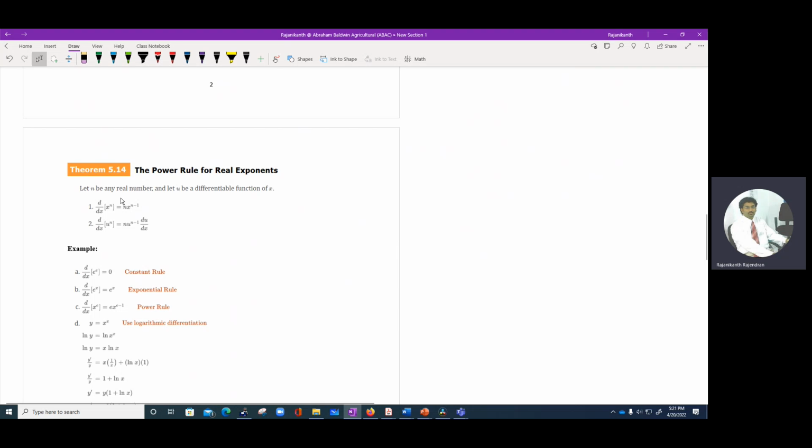Now we have two more sets of derivatives. This is the derivative of x to the n. n could be any real number, could be negative as well. So the derivative of x to the power n is n times x to the n minus 1. So if you see another variable u, then the derivative of u to the power n with respect to x is n u to the power n minus 1 times the inside function u's derivative, which is du over dx. Okay.